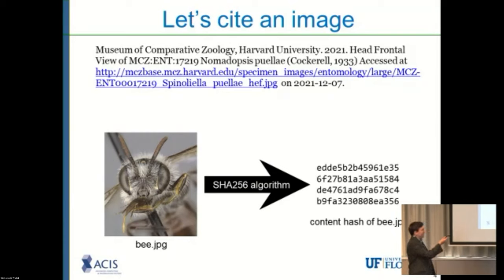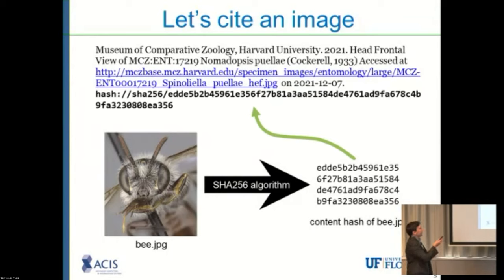So the content hash of bee.jpg: this SHA-256 algorithm specifically outputs a 256-bit hash. So the hash of a file is always going to be the same size. There are only about 64 characters because it's using hexadecimal encoding, but there are 256 bits in that string. So we take that and we put it into the citation.